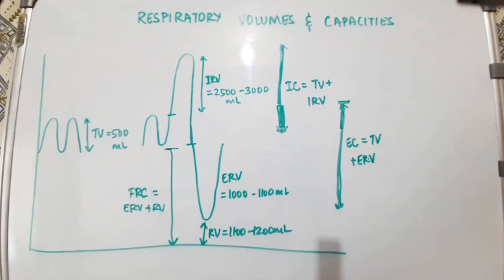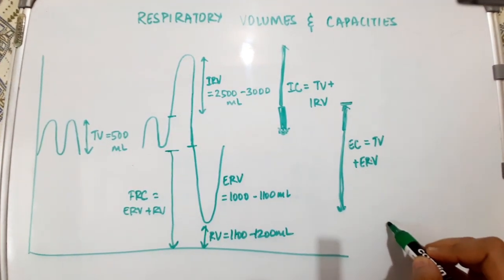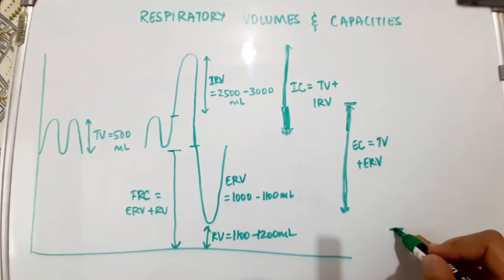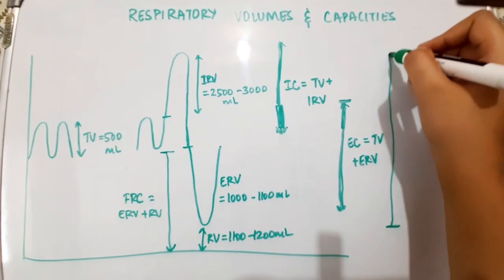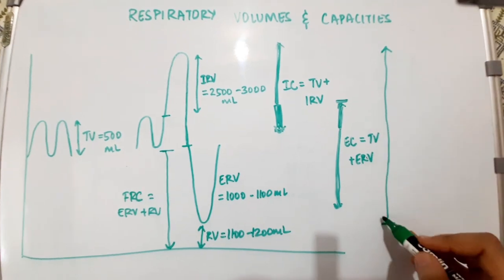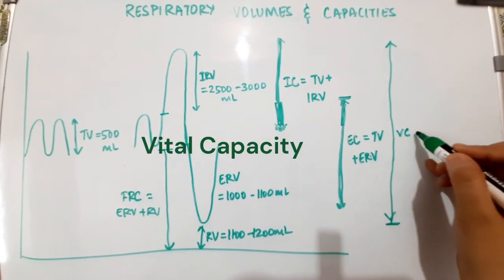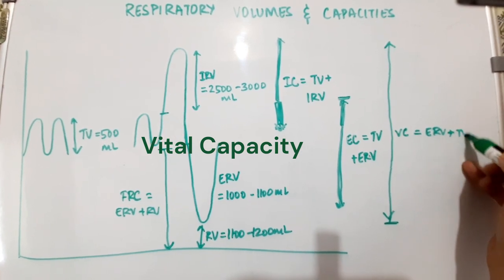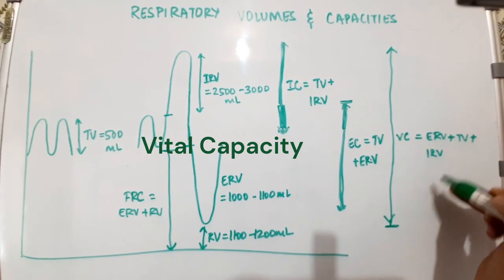Vital capacity is the maximum volume of air that a person can breathe after forced expiration. So, after a forced expiration, when a person starts to breathe, first he will breathe in the expiratory reserve volume, then tidal volume, then inspiratory reserve volume. A sum of these three is called vital capacity.